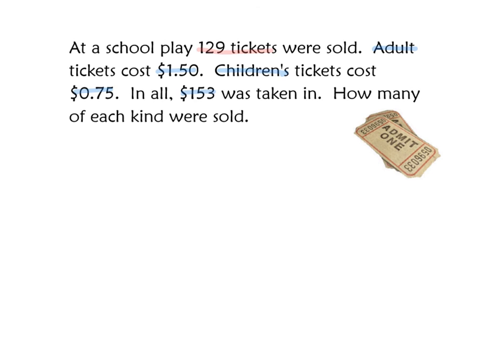I'm going to start with the blue highlighted portion. So I know that adult tickets cost $1.50. So I'm going to use A for adult. Children's tickets cost 75 cents. So I'm going to use C for children. And a total of $153 was made. I also know that we sold 129 tickets. So however many adult tickets plus my children tickets, the total was 129 total tickets. So there's my two equations.